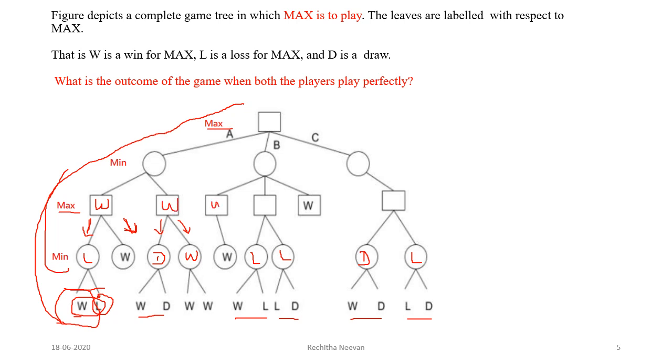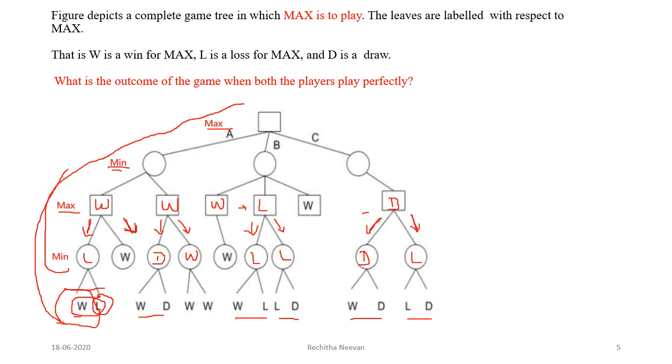Here this W. Here at this point max player can go either this path or this path. Both paths give loss for this max player. So this selects loss. Here max player has two possibilities, one this way and one this way. If it goes this way, it's a draw path, and this one is a loss path. So max player will select draw.